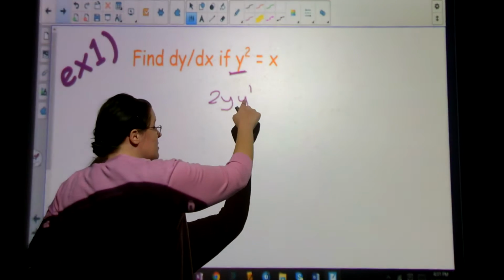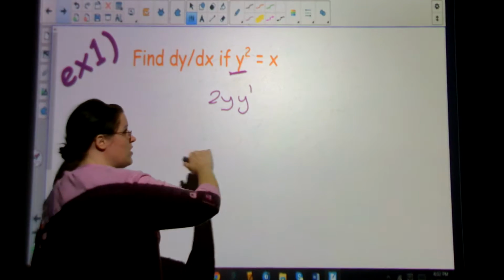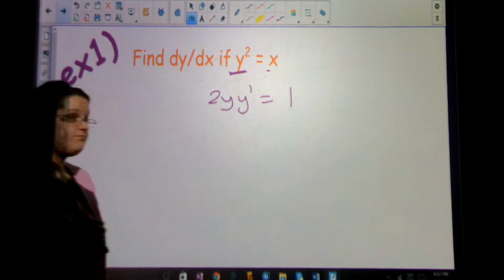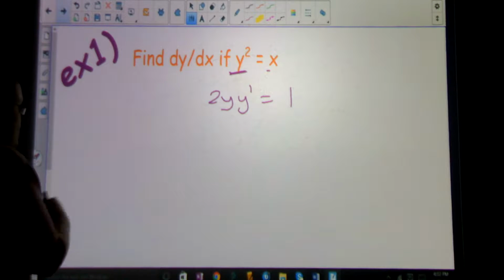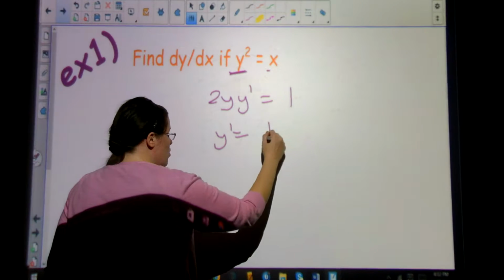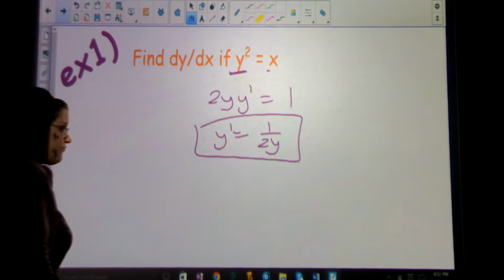Now, some people might write dy dx instead of y prime. Perfectly okay, whatever you feel comfortable with. Now take the derivative of that. That's just 1. And x is a variable. We do not multiply by x prime or anything. That is a variable, not a function. It's only when we take the derivative of y. Last but not least, let's get y prime by itself. So y prime equals 1 over 2y. There's my derivative. And that's it.